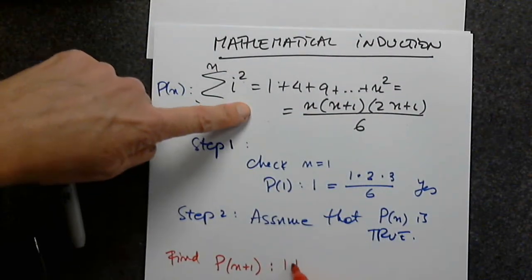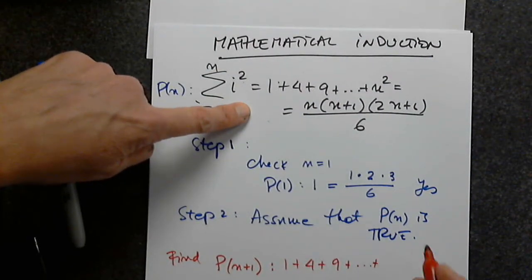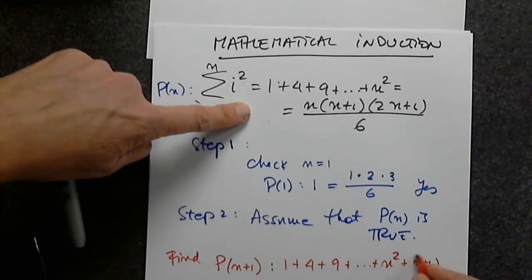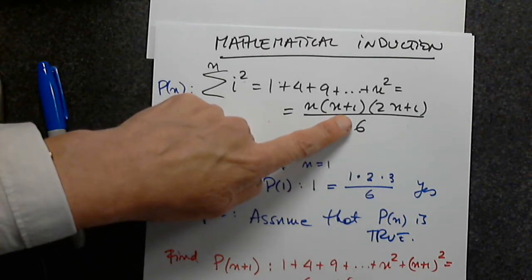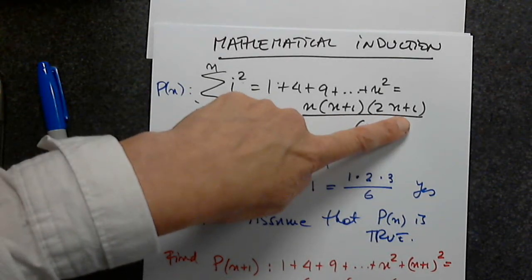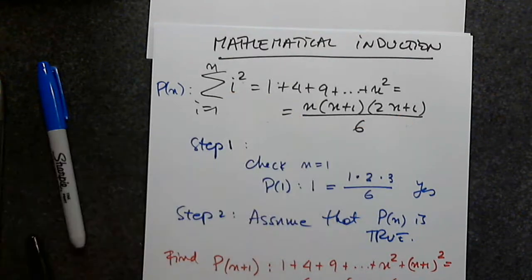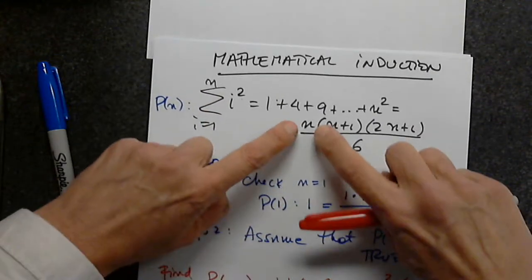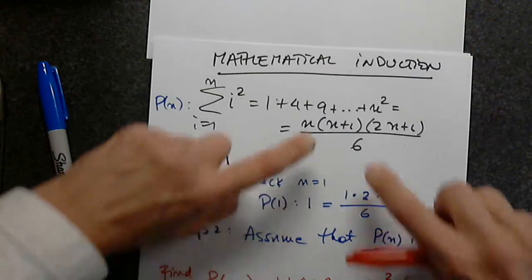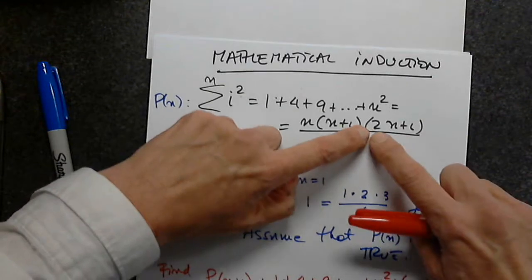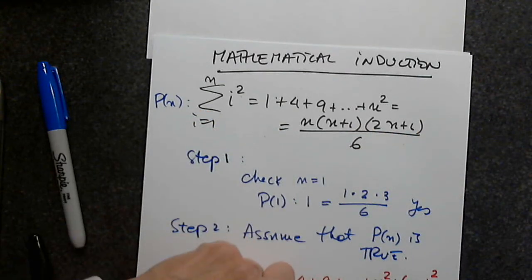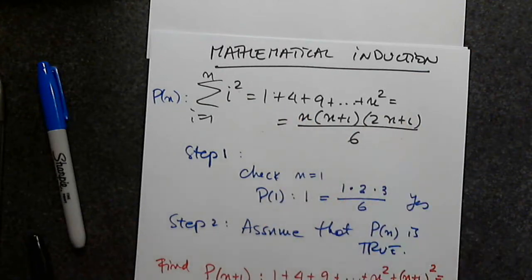Meaning 1 plus 4 plus 9 plus dot dot dot plus n squared plus (n plus 1) squared equals (n plus 1) times (n plus 1 plus 1), which is n plus 2, times (2n plus 2 plus 1), which is 2n plus 3, divided by 6. Yes, I replaced n by n plus 1. n becomes n plus 1, n plus 1 becomes n plus 2, 2n plus 2 plus 1 becomes 2n plus 3. So everywhere I replaced n by n plus 1.